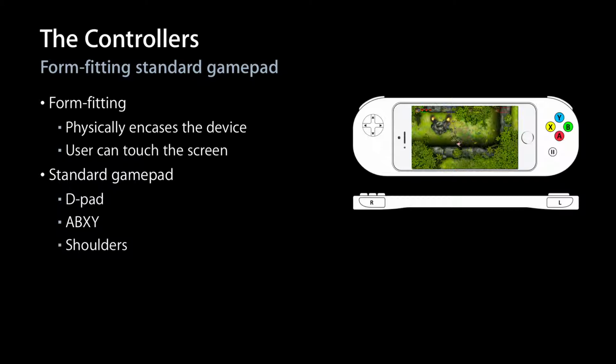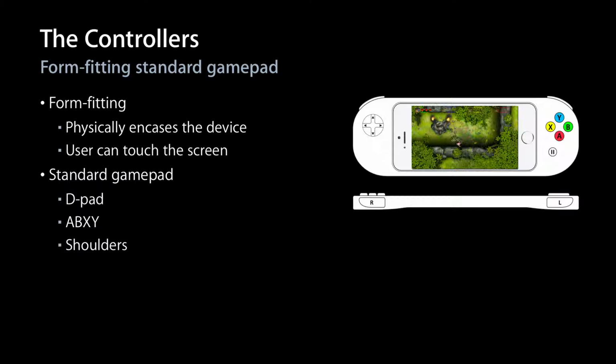But so now let's go into a little detail. There are three different classes of controllers that are supported by the API. And here's the first one. This is called the form-fitting standard gamepad. Form-fitting means that the controller itself physically encases your device. Your phone just snaps into the controller. So while you're playing, you can be mashing the buttons, but then it's also very easy for you to touch the screen with your fingers or use device motion to control the game as well at the same time.